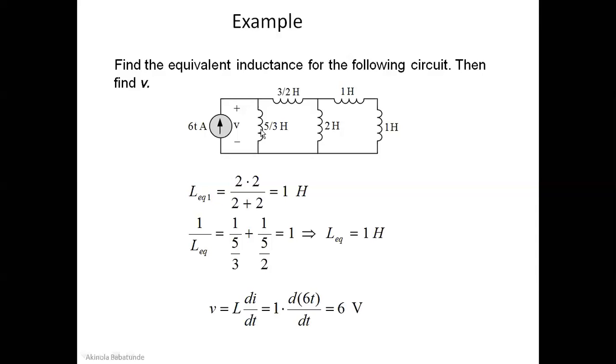If L equivalent is 1 Henry, we know that our voltage across that 1 Henry will be L di/dt. L is 1, when we have the di/dt. What is our I? Our I is 6t. I is a function of time. Like we said, unlikely that the current will be constant. If the current is constant, then we have just a short circuit. So we have L di/dt here. Instead of writing I here, you put 6t here. 6 is a constant, you take the constant out. So you have L, dt/dt. dt/dt will cancel out. So you just have 1 times 6. So your V will be equal to 6 volts at the end of the day.